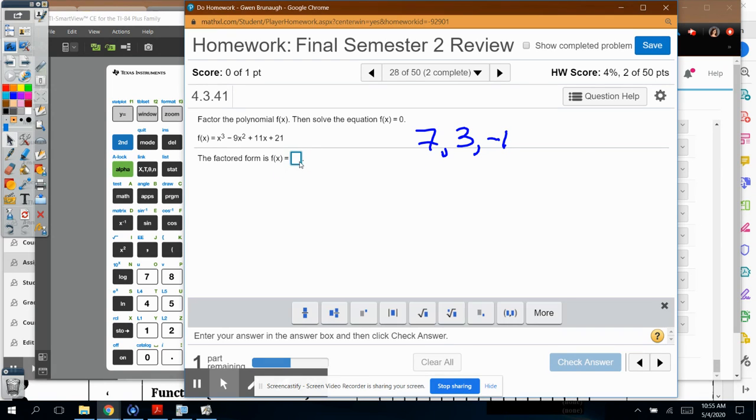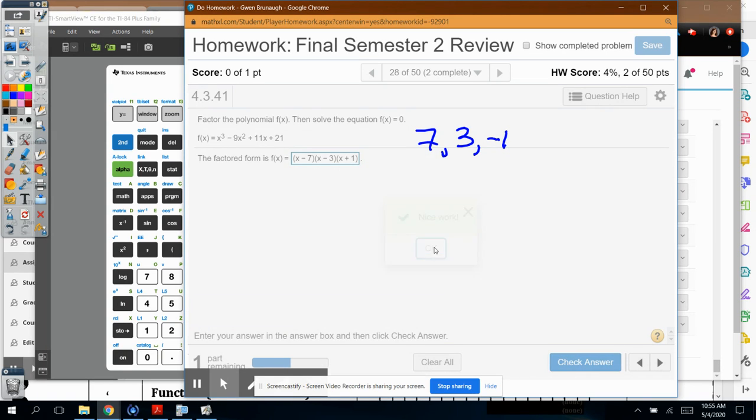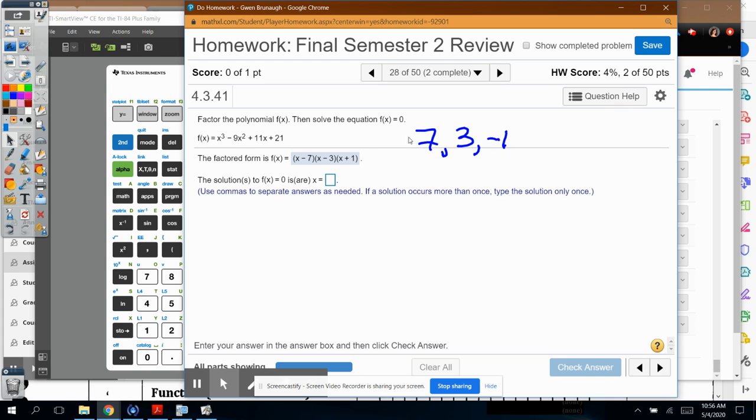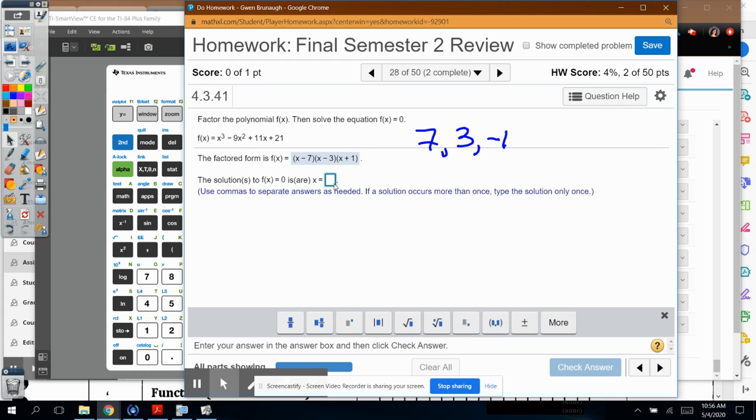The factors are: change the sign, change the sign, change the sign. So now it's going to be x minus 7, x minus 3, and x plus 1. And we could solve it. The solutions we actually found first, and those are 7, 3, negative 1.